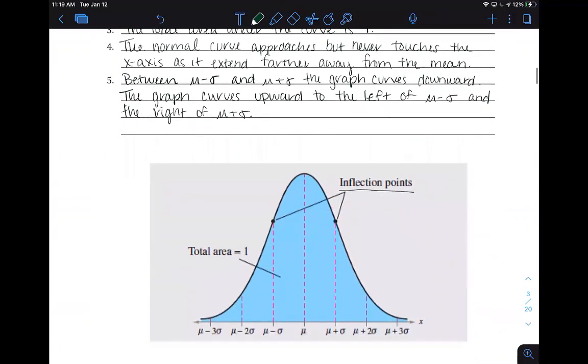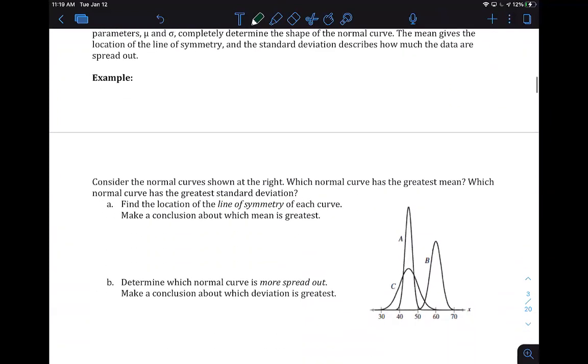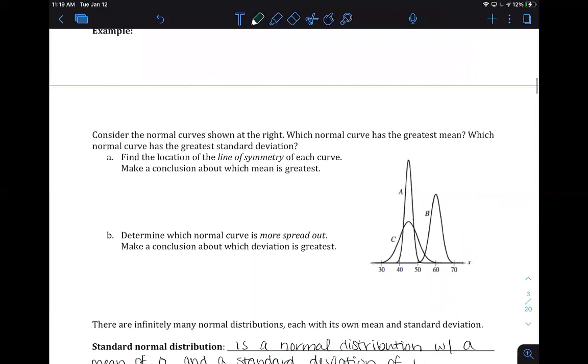Okay, so if we look at this first example, the normal curve shown at the right, which normal curve has the greatest mean? So where is it centered at? Okay, so the left one has the greatest, because the center of it is the furthest to the right. And what is that mean? 60. So curve B has the largest mean.